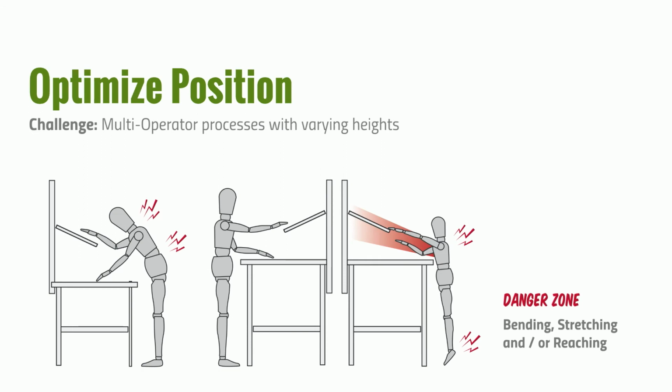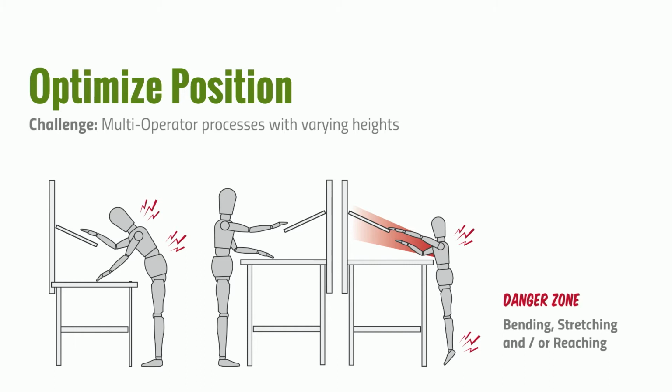In this example, I'm going to show a multi-shift, multi-operator facility. And let's take a look at this individual in the front, in the middle. This person has a station that has been set up for them. They are in a very neutral position, so they can reach everything. They don't have to extend very far.